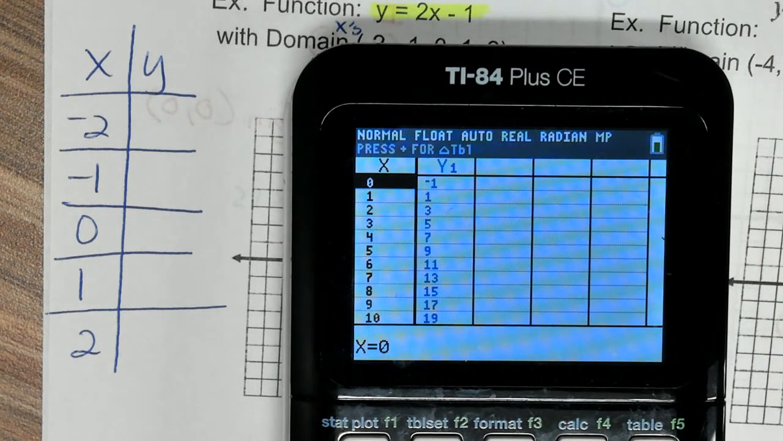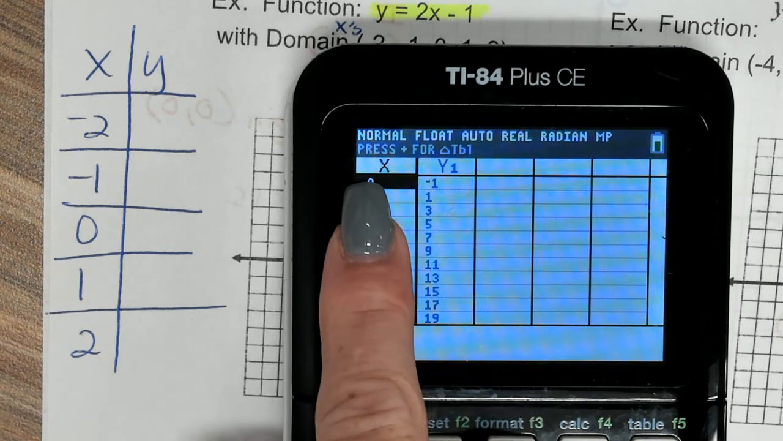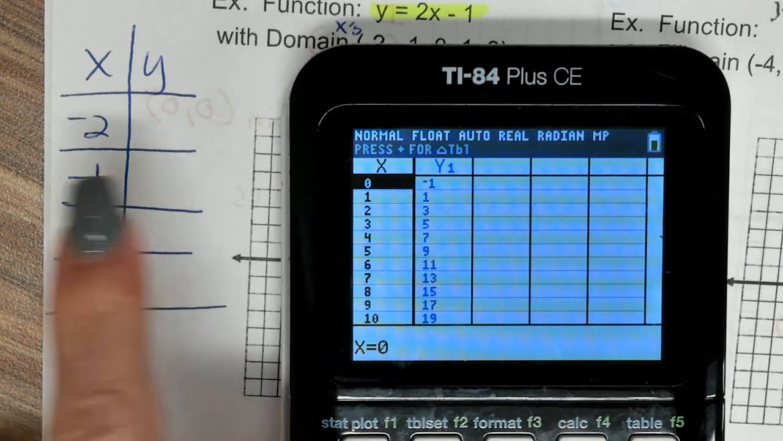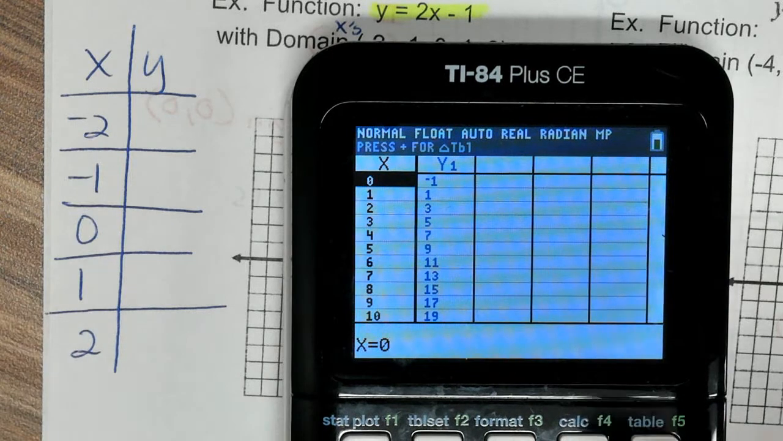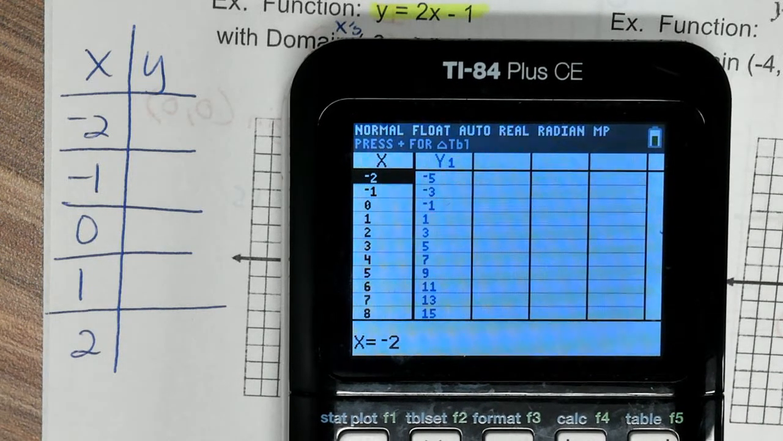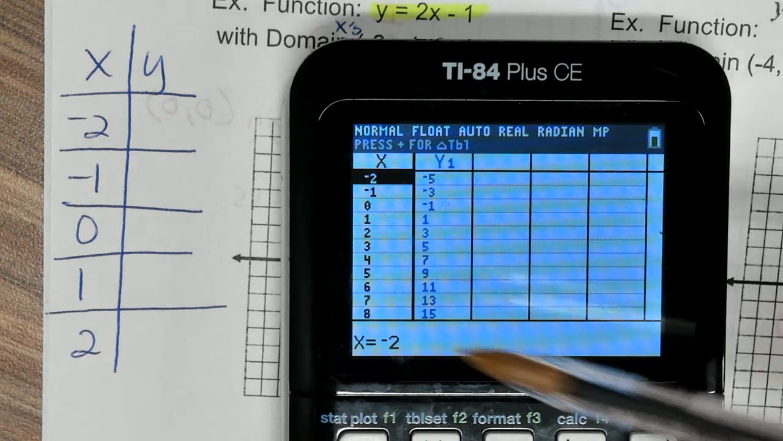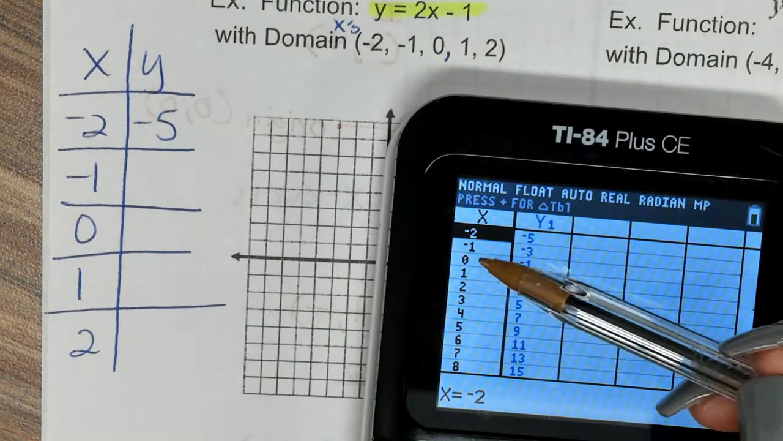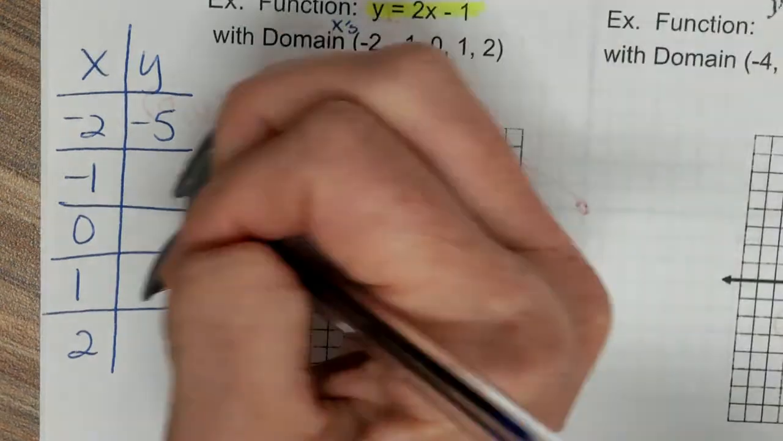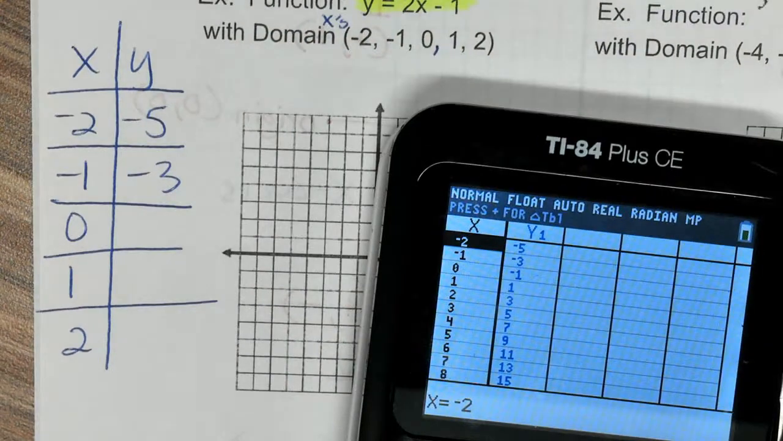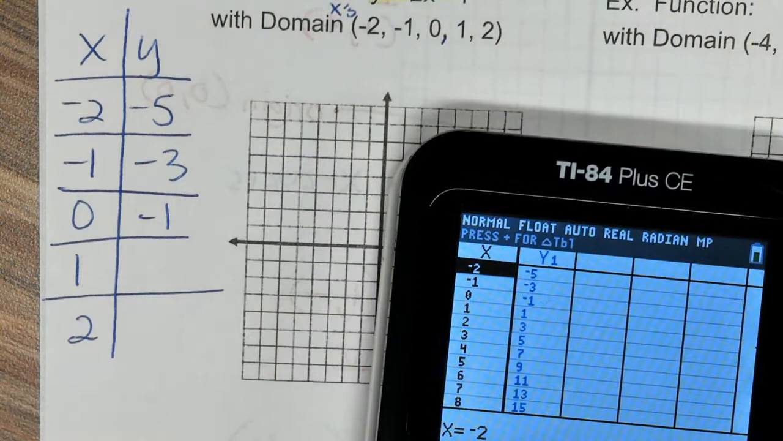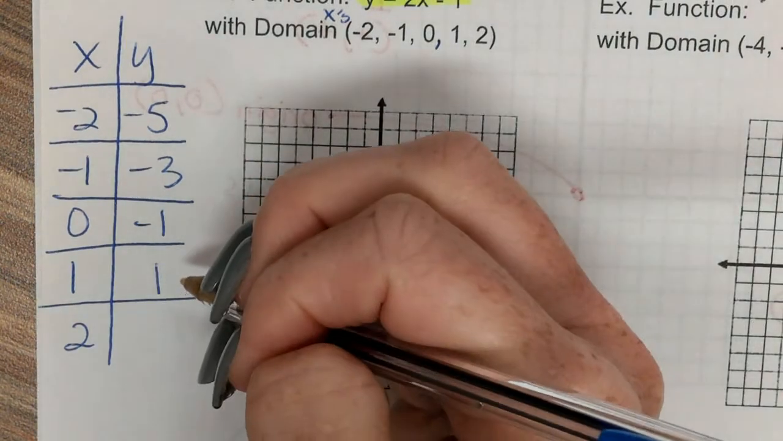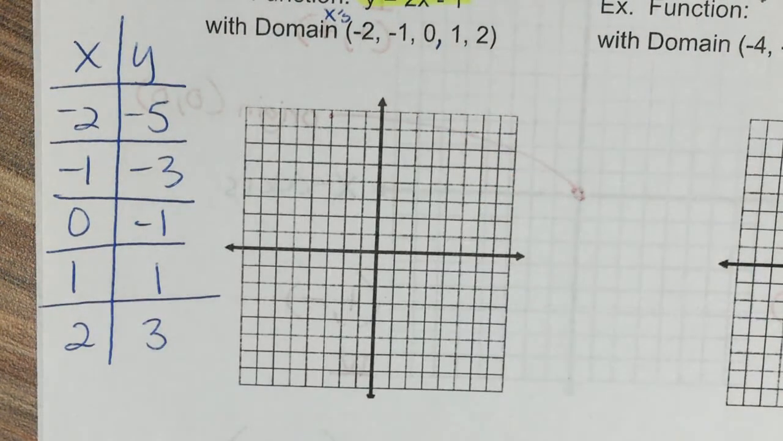You can use your arrows, because right now, see how I'm at 0? I want to go to what? So I arrow up to -2, and my y value is -5. I go to -1. What's my y value? -3. 0, -1, 1, 1, and 2, 3. Easy? Yes or no? So all you have to do now is graph the points.